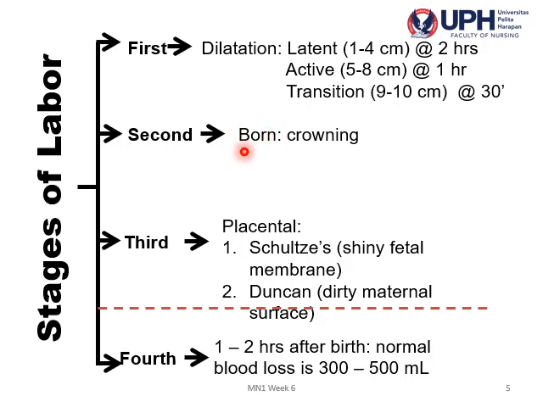After delivering the baby and then the placenta, we move to the fourth stage of labor, where we observe the mother 1 to 2 hours after birth, where we expect that the normal blood loss will be around 300 to 500 milliliters. At this time, we also see the bonding between the mother and the baby through early breastfeeding initiation.